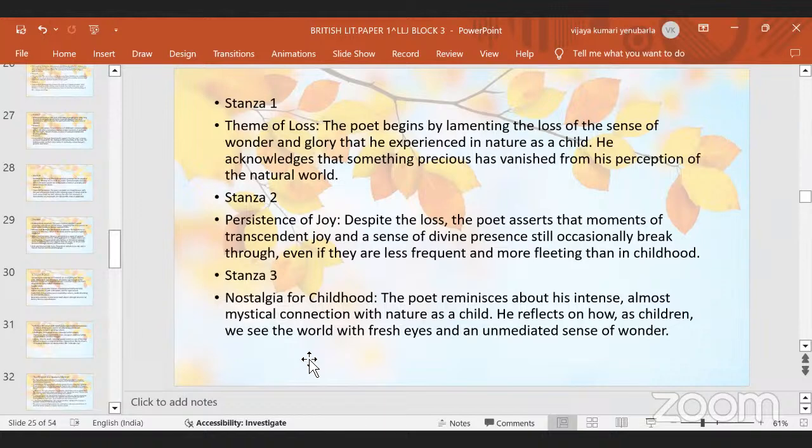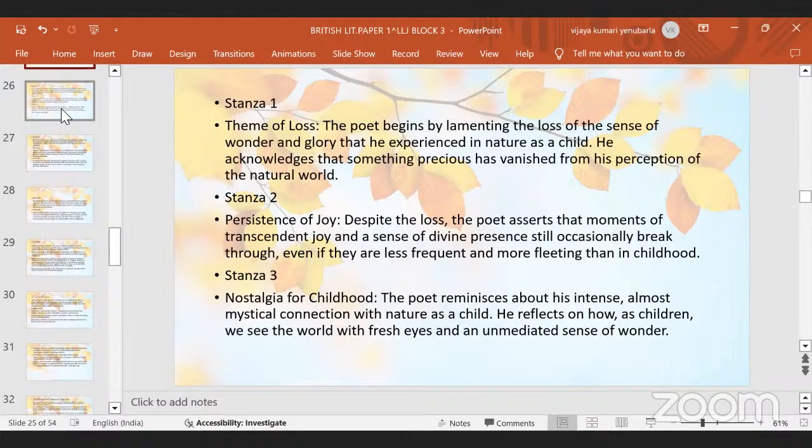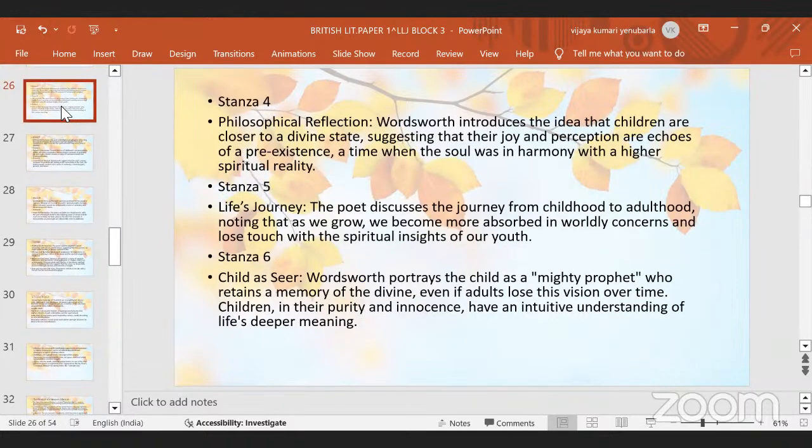Kids watch everything, right? Kids watch everything with awe in their eyes. They're quite curious to know each and everything. They enjoy each and every small thing in nature. So the poet feels bad about our growth because we are missing this innocence and pleasure.